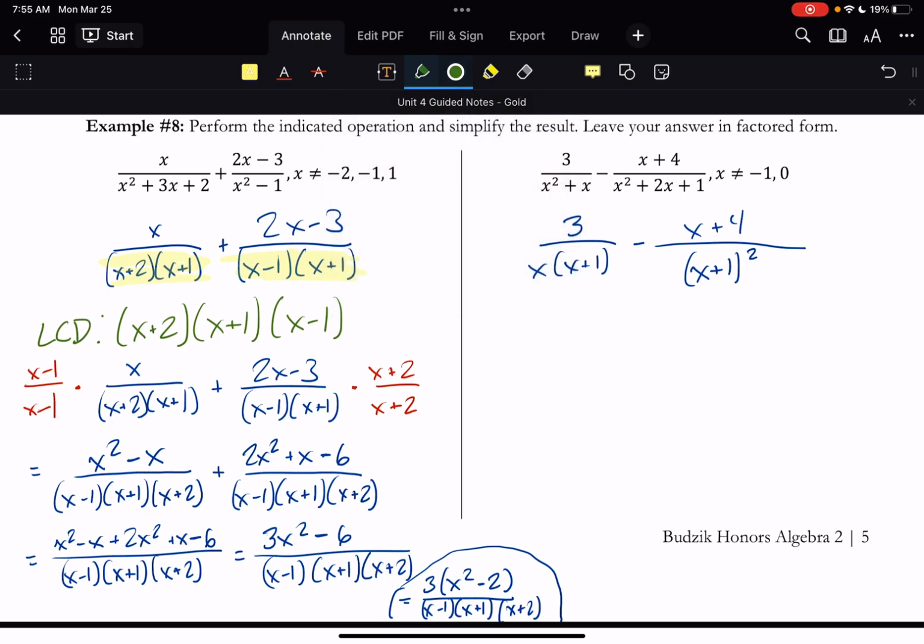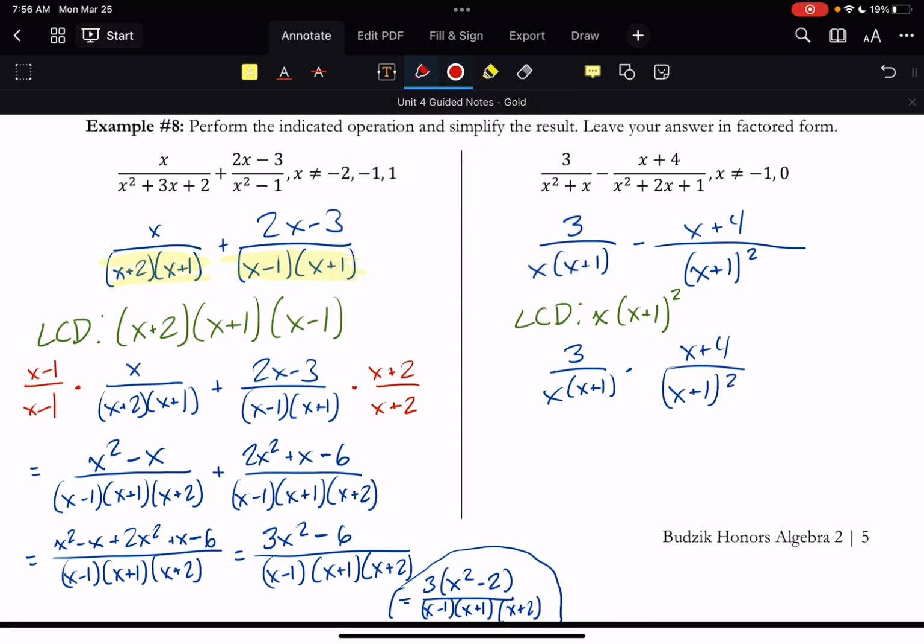So now, I need to find my LCD. I see that I have x in the first, and I have x plus 1 in the first. There is the factor of x plus 1 in the second as well, and since its degree is bigger, I need to square that. So my LCD is x times x plus 1 squared. So rewriting this, 3x times x plus 1 minus x plus 4 over x plus 1 squared.